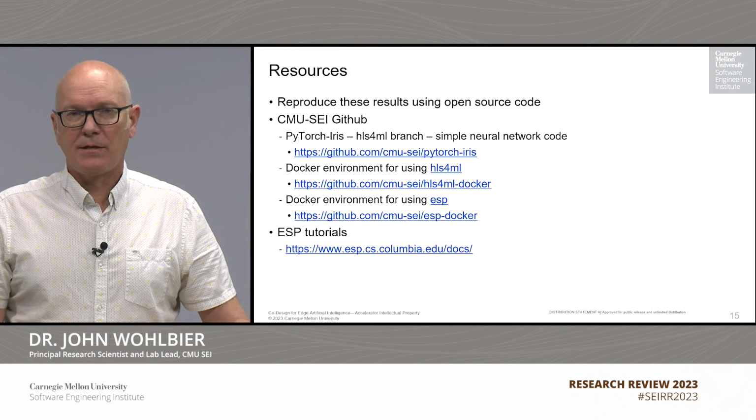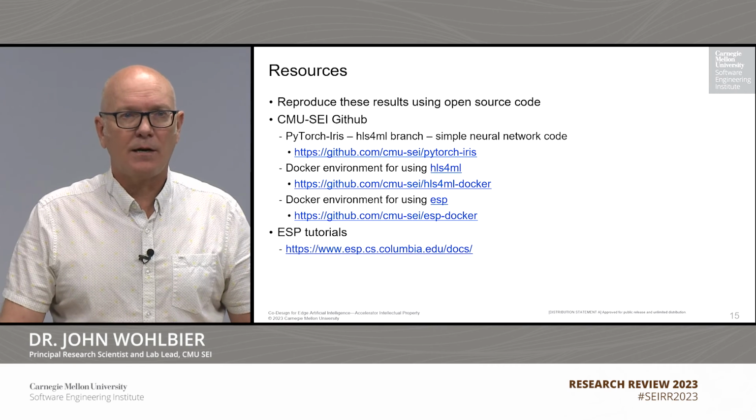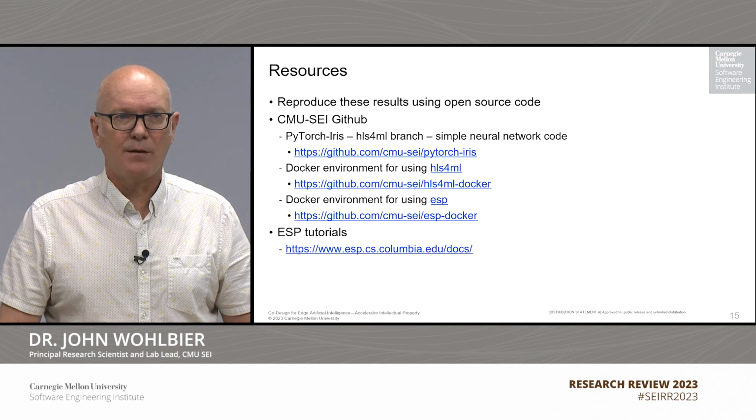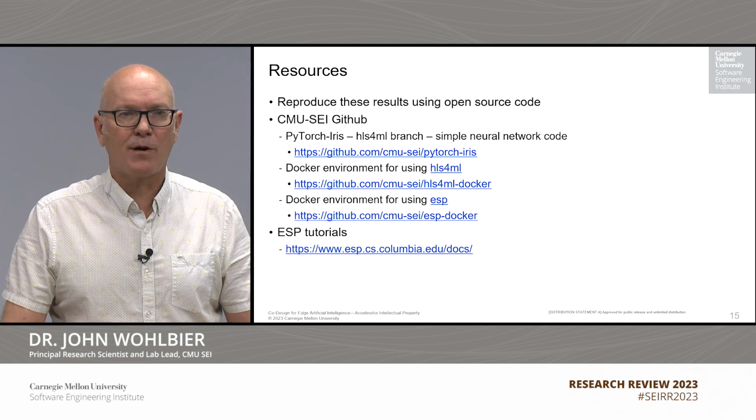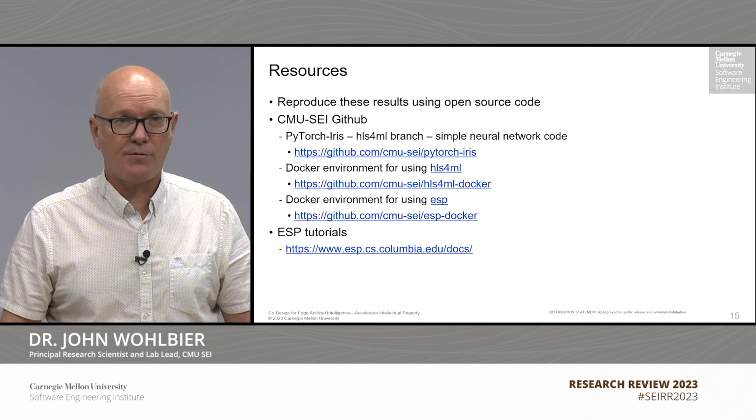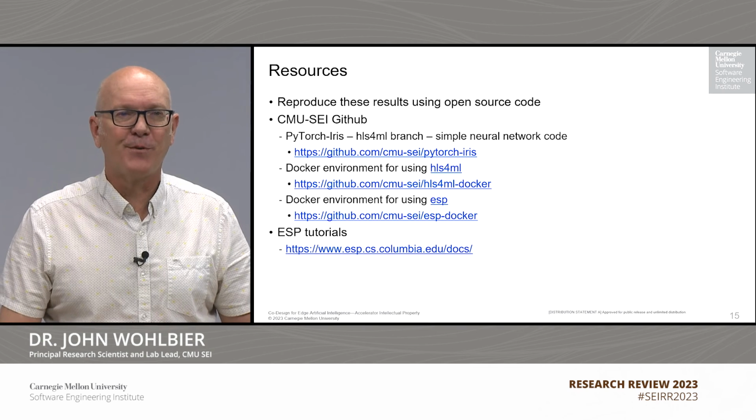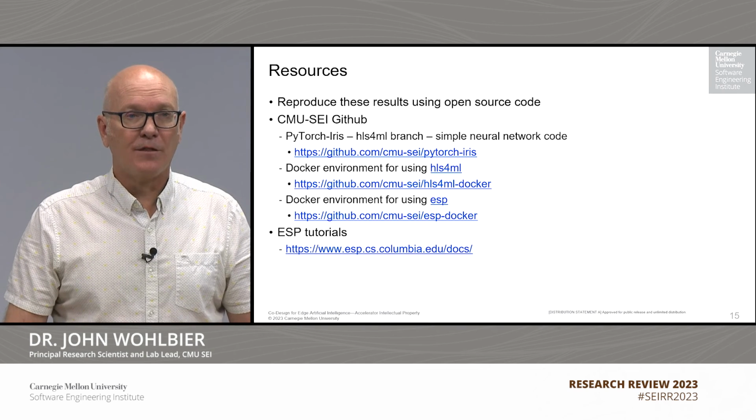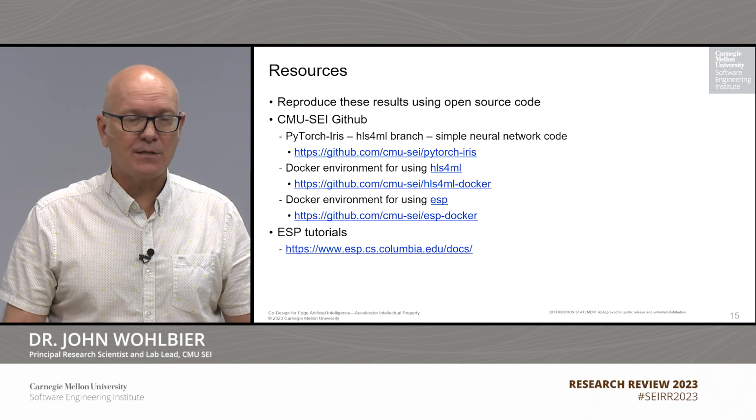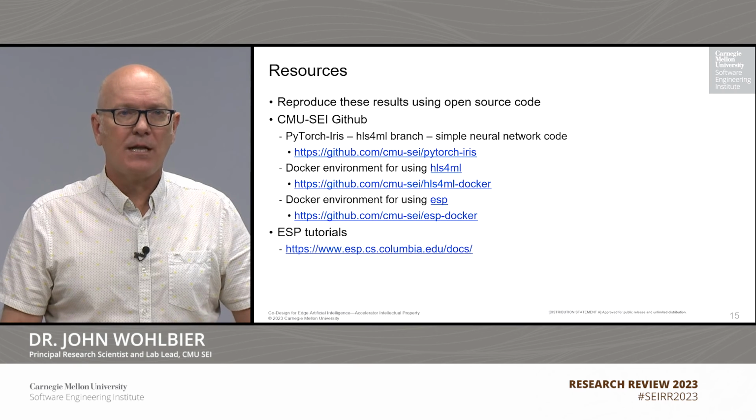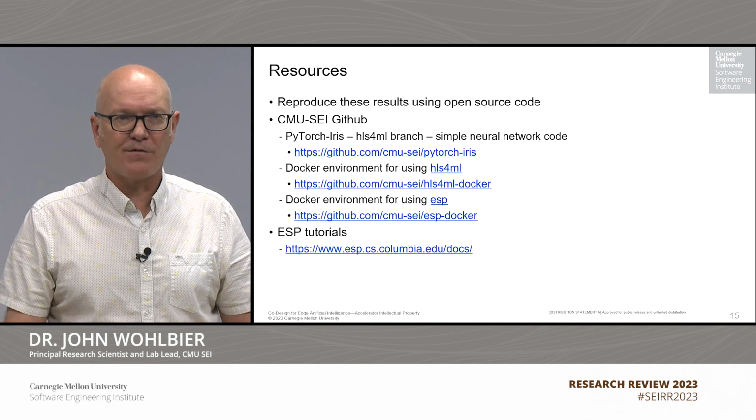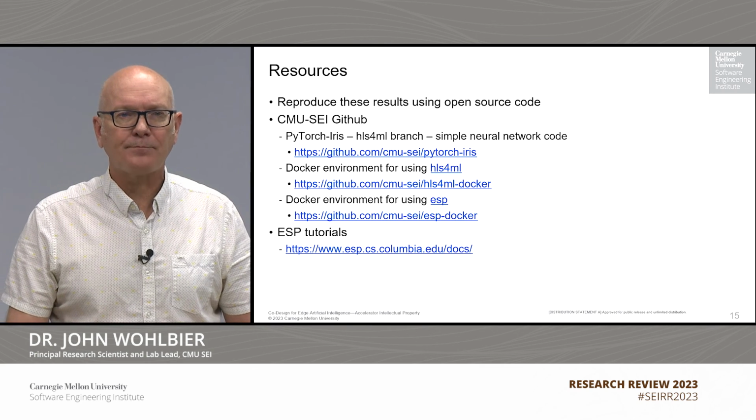That wraps up the technical content of my talk. I've got some resources here. On our CMU SEI GitHub, there are a couple of open source repositories that you can go to, and in principle, you can fully reproduce this work. The first is the PyTorch Iris. Again, this is not unique to us. This is a neural network that you can find all over GitHub, but if you want to use the specific one that we were using in this work, there's a link to that there.